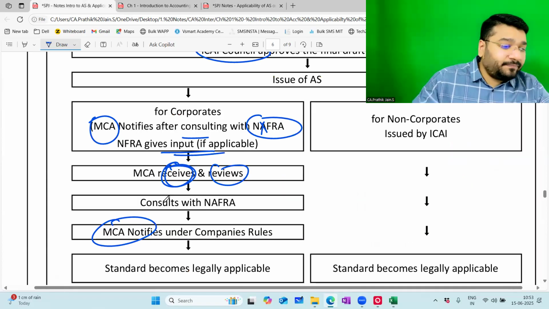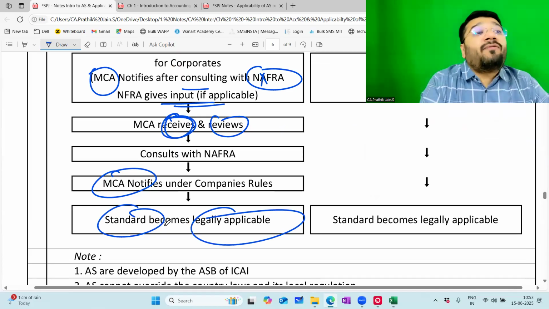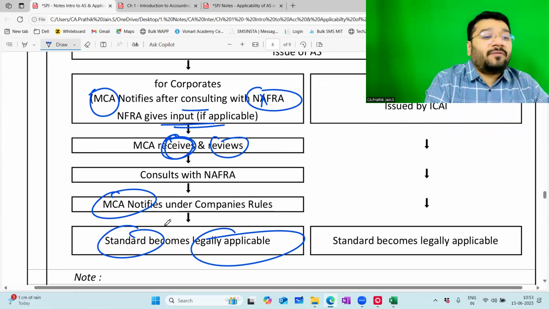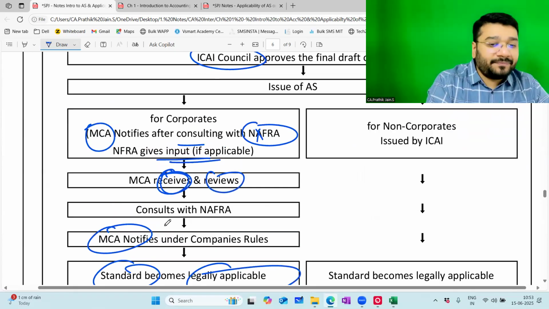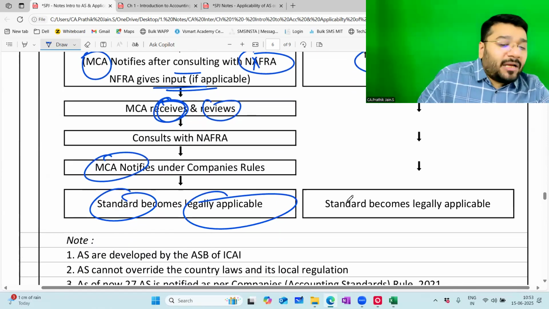Any problem here? Once it has been notified, the standard becomes legally applicable to be followed by all the corporates. Not all the corporates, some corporates. Why some corporates, we'll be discussing when I do chapter 3 on accounting standard applicability. But for non-corporates, whatever is issued by ICAI becomes legally applicable.